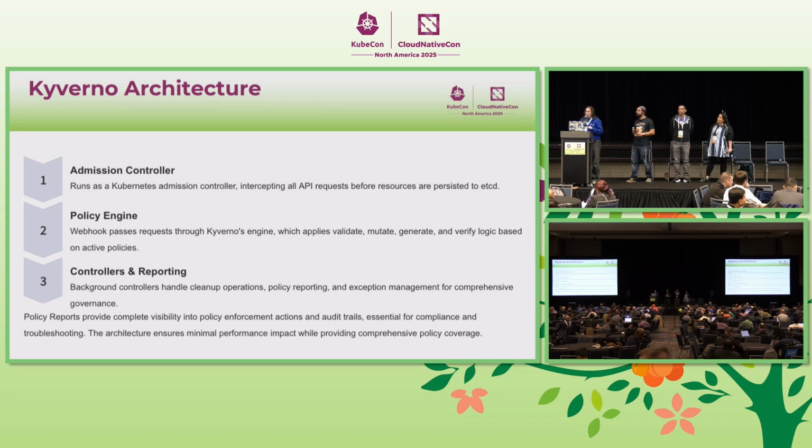Quickly, our architecture, we are an admission controller, so it runs at Kubernetes admission. It intercepts your API request before your resources are actually persisted to etcd. Then the policy engine itself works by webhooks, which pass that request onto our Kubernetes policy engine. It applies either validate, mutate, or generate logic there based on whatever policies you've put into action. And then it is a background controller that allows for cleanup of your operations and then provides policy reports.